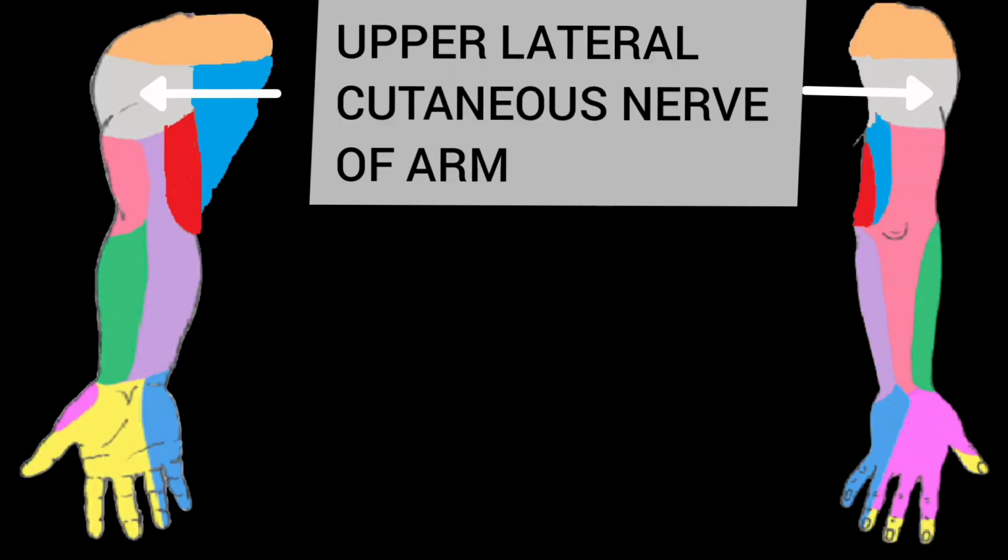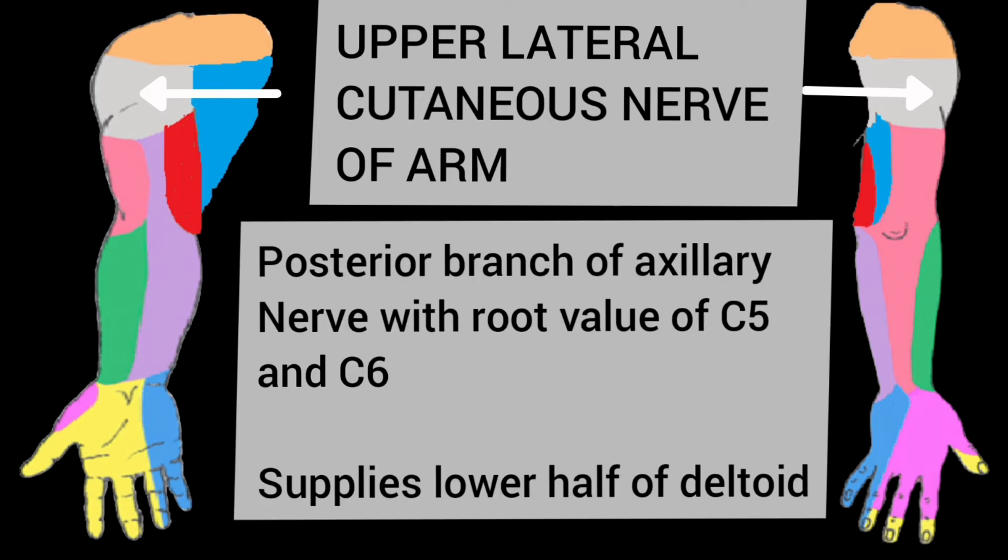The upper lateral cutaneous nerve of the arm. It is a posterior branch of the axillary nerve with a root value of C5 and C6, and it supplies the lower lateral quadrant of the arm, including the skin over the lower part of the deltoid. The grey color area represents the area supplied by the upper lateral cutaneous nerve of the arm.